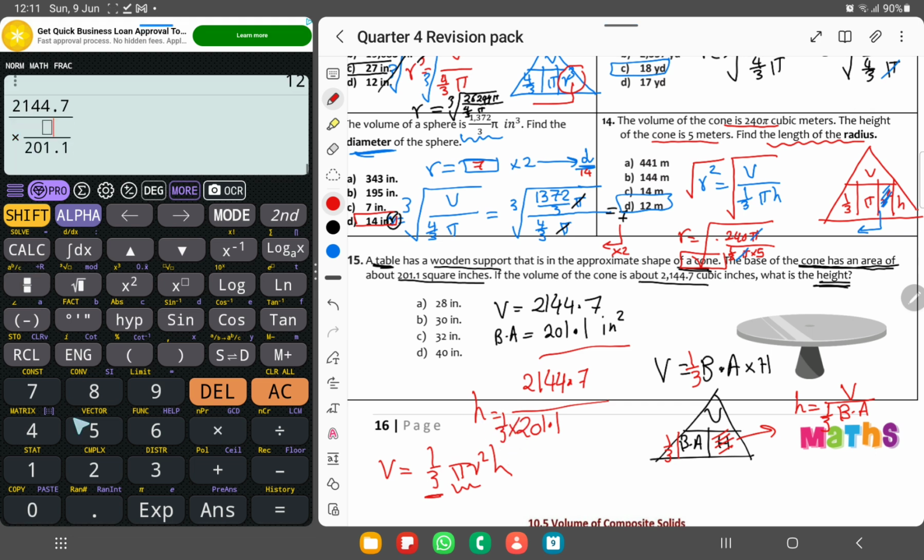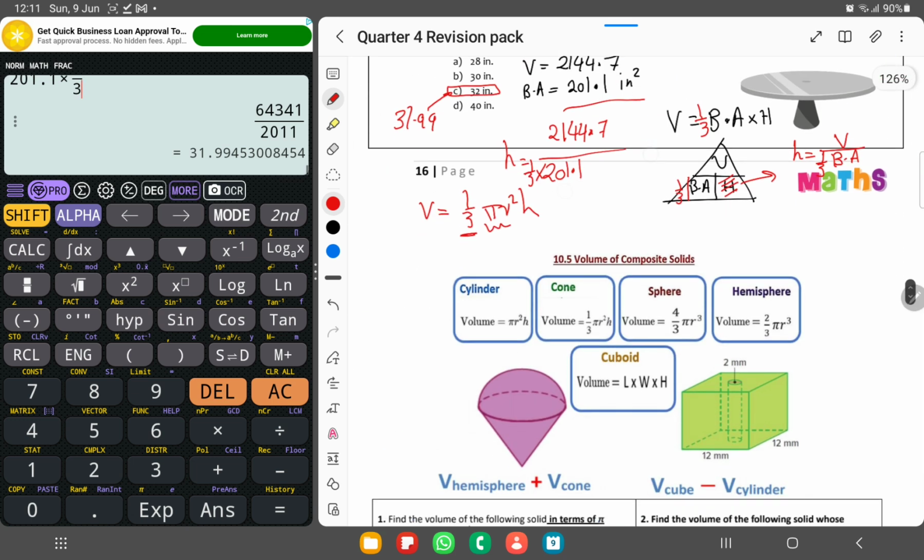So multiply here by 1 over 3. So times 1 over 3. So now what's the answer? 31.9 to the nearest tenth. It is to the nearest whole number. It is 32. Very good. 31.99 to the nearest whole number is going to become 32. 9 is strong, it will give 1 to the 3, so it's 32.